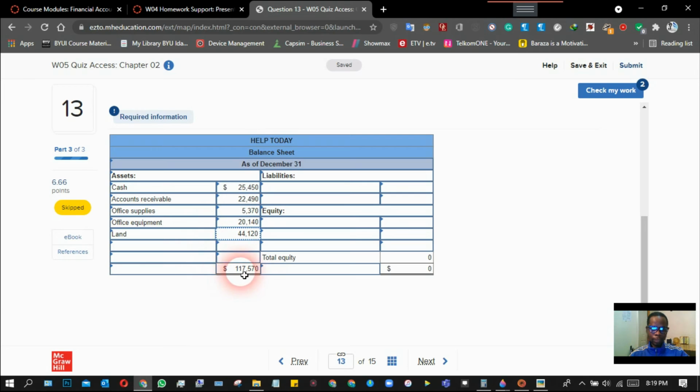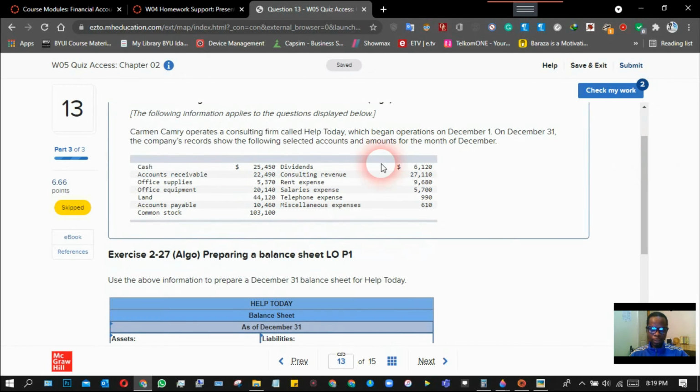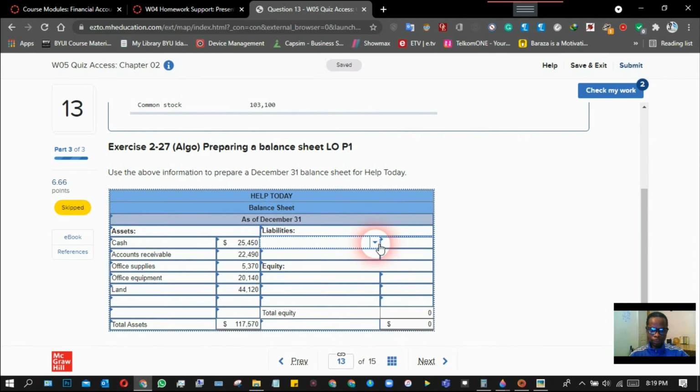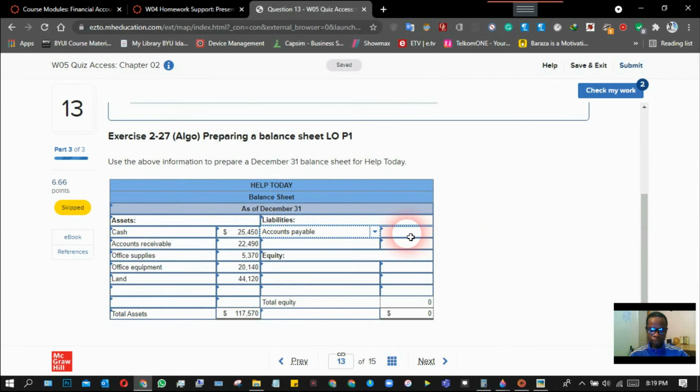Now this will give us the total assets at the bottom here. So here we put total assets. Then on your right side you put the liabilities. So the liabilities, we only have accounts payable. We put accounts payable here. The accounts payable is 10,460.